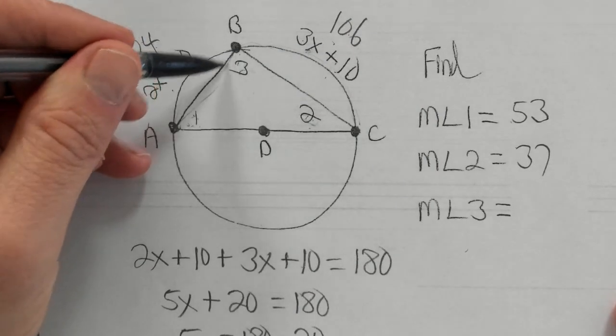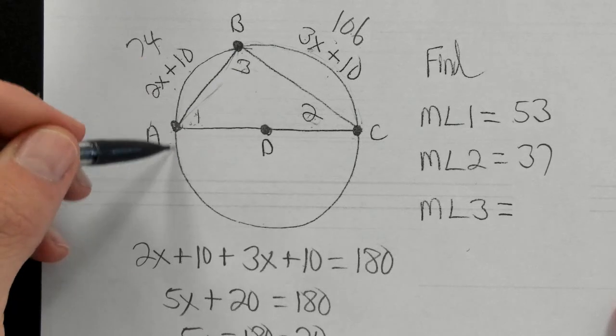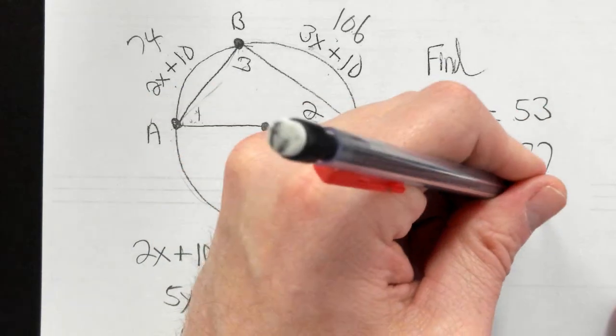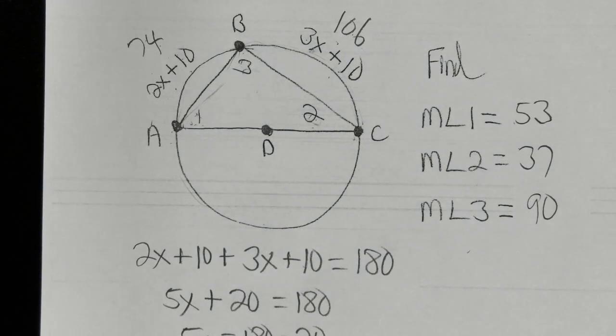And for B, I see that it's inscribed, and it goes to arc AC, which is 180, and half of 180 is 90. So if the inscribed angle goes to half the circle, then it's a 90-degree angle. All right? And so that's it for this section. So there you go.